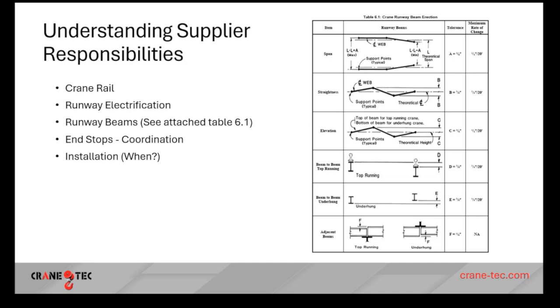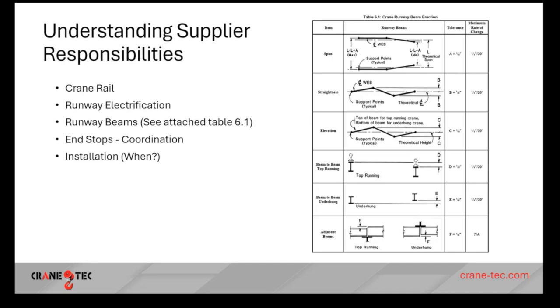Remember in the past, years ago, Butler used to always want to supply the crane rail. The reason for that is then the crane supplier is responsible for that crane rail and making sure that it's straightened to tolerance. And then when we go in to set the crane rail and we pull lines, we're able to check the tolerances of the runway beams. And that's what this table 6.1 is.